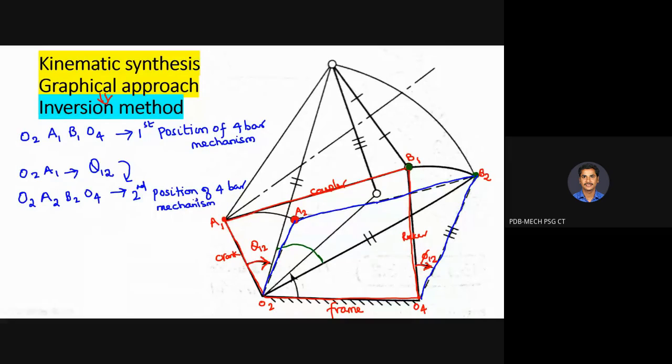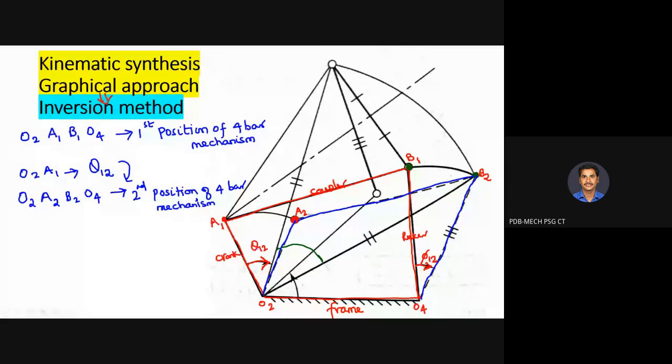Okay. The red color line indicates the initial position, or first position, and the blue color line indicates the final position, or the second position. Now what I'm going to do is rotate the frame. I'm going to rotate the frame in a direction opposite to the crank rotation.